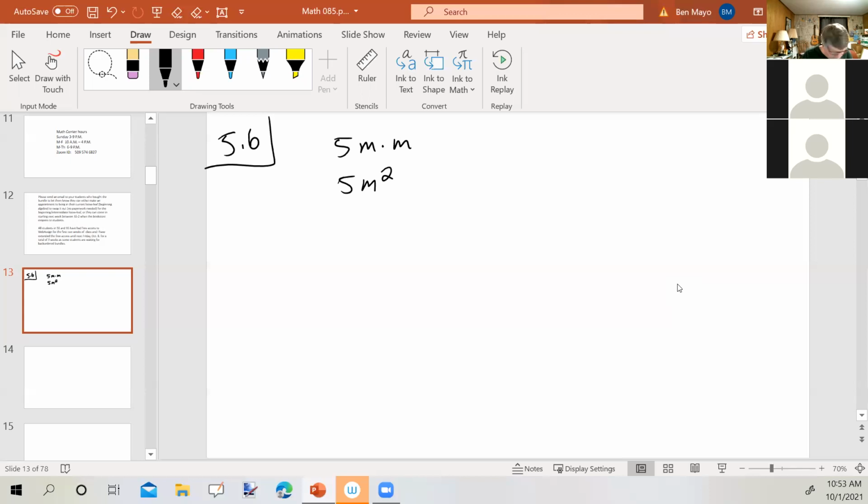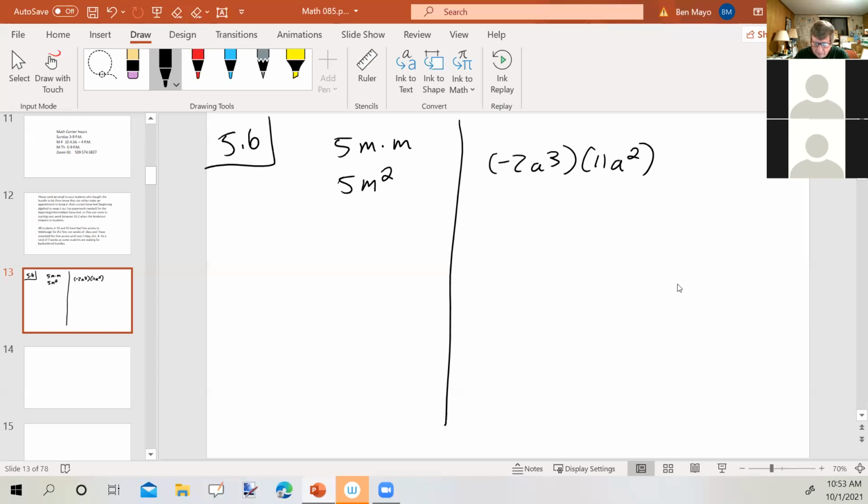Okay, good. What if I have the following? Negative 2a cubed times 11a squared. Now, the short answer is just go negative 22a to the fifth. The long answer, in case I'm losing you, is this is like negative 2 times a cubed times 11 times a squared.